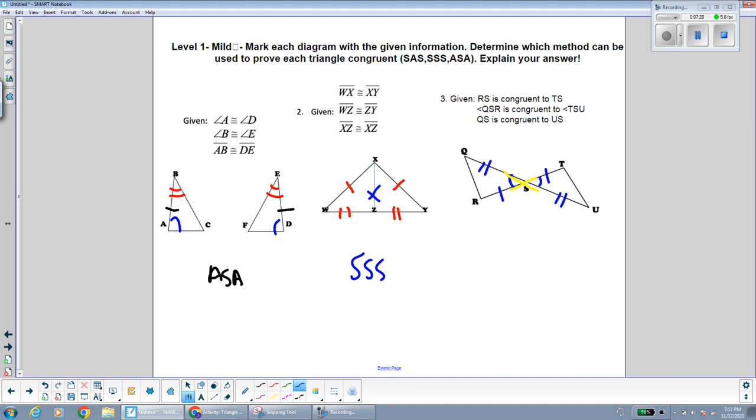So what we have here is SAS. We have two sides that are congruent in the two triangles with a congruent angle in between. Side, angle, side, side, angle, side.